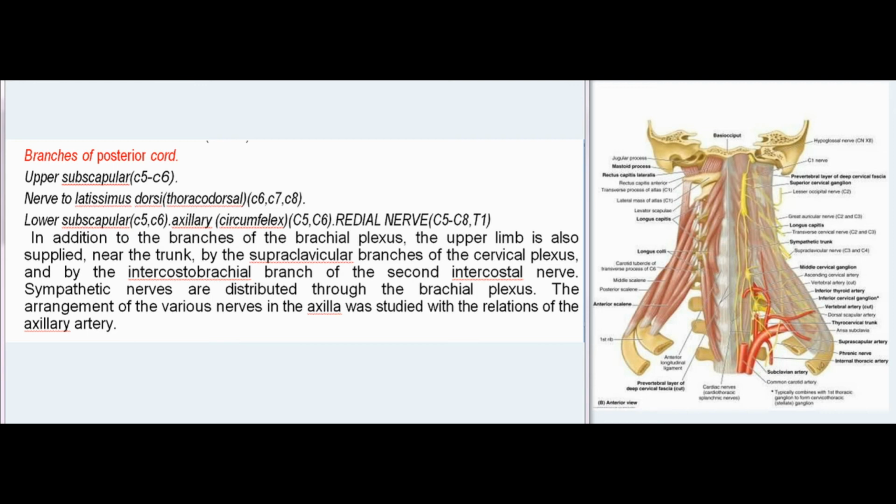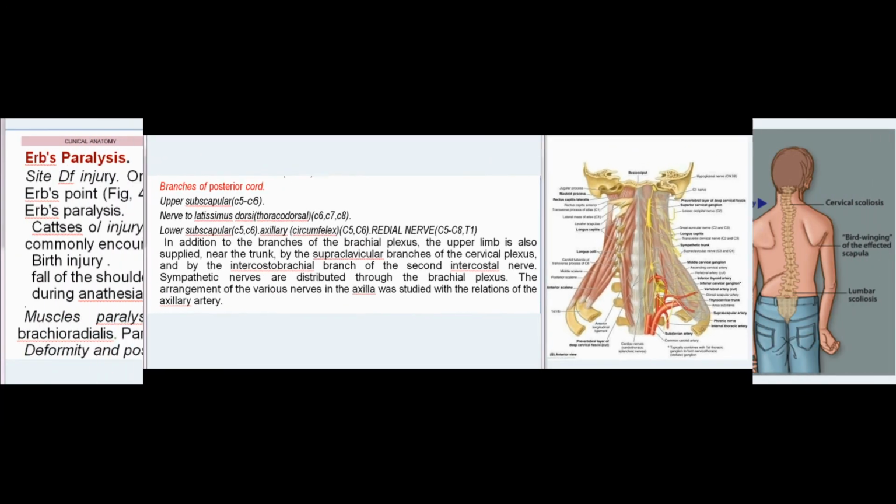In addition to the branches of the brachial plexus, the upper limb is also supplied, near the trunk, by the supraclavicular branches of the cervical plexus, and by the intercostobrachial branch of the second intercostal nerve. Sympathetic nerves are distributed through the brachial plexus. The arrangement of the various nerves in the axilla was studied with the relations of the axillary artery.